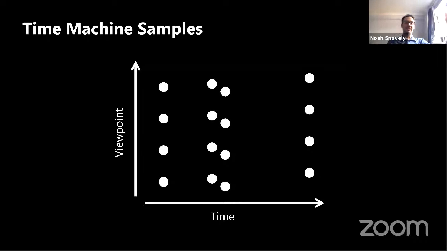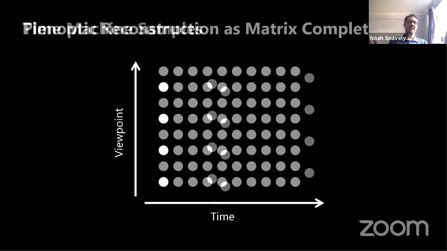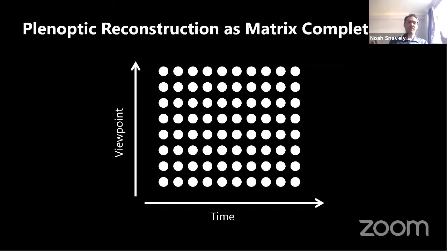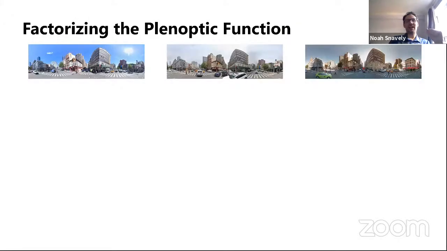sparse set of samples in space and time, much more organized than the kind of landmark scale samples, but still very sparse. And so again, the idea is we want to take these samples and recreate any possible sample of this. You can also think of this as a matrix completion problem. Given a sparse set of entries in this matrix, each entry is an image, recreate the entire matrix, okay? And a common method for matrix completion, especially with low rank matrices, involves factorization. So we're essentially going to do the same thing here.